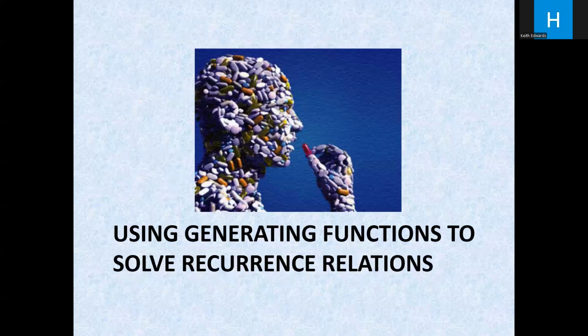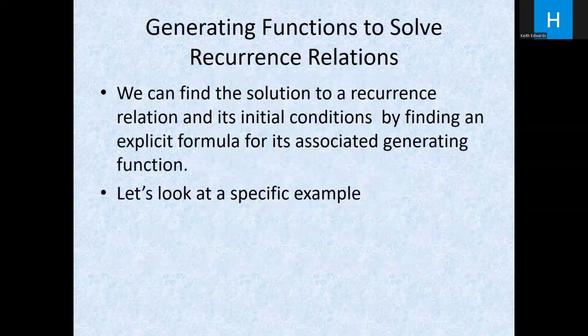So we can use generating functions to solve recurrence relations, and that was the other topic that we had in this chapter. The red pill here symbolizes a willingness to learn a potentially unsettling life truth. So here we go. We can actually use these generating functions to find the solution to a recurrence relation and its initial conditions by finding an explicit formula for its associated generating function.